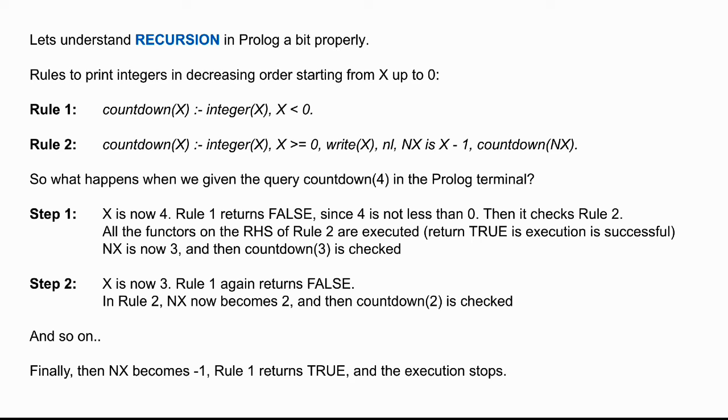Now when countdown 2 is called in Prolog, it means that countdown 2's truth value is checked. Again it checks the truth value over here, this gives false, so it checks whether this other rule is true or not. Again it goes into this loop, then 2 becomes 1, countdown of 1 is called, and so forth and so forth. Finally, when nx becomes -1, rule 1 will return true, and then the execution will stop.